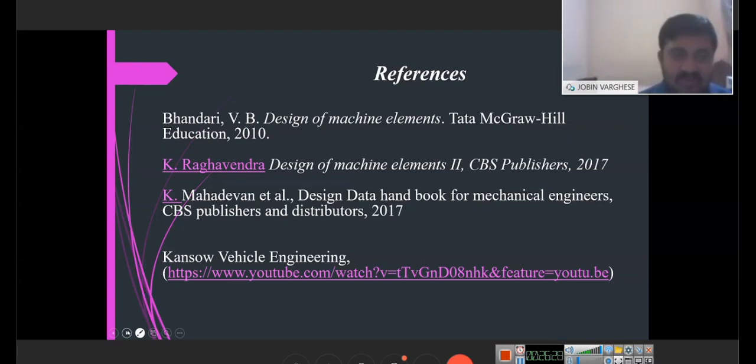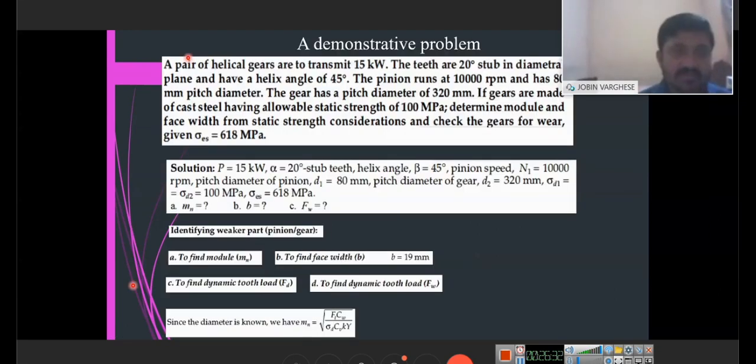So this is a pair of helical gears to transmit. The major thing is that we have to design a helical gear. That is the idea behind here. So you can see the question. The gear has a pitch diameter, the gears are made of cast steel with allowable strength given. Determine the module and face width from the static strength consideration, and check the gears for wear, that is FW. You can calculate what is FW.